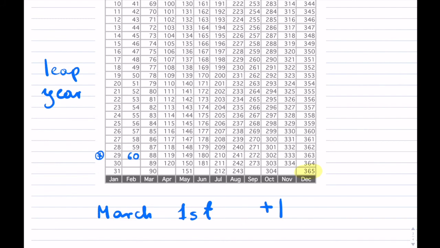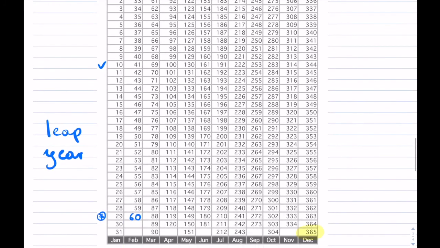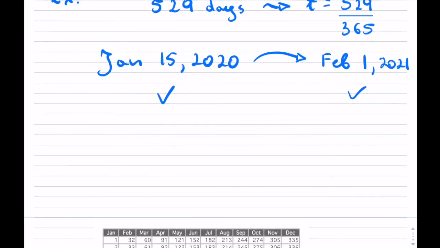So in a leap year, for instance, July the 10th is not the 191st day, it is the 192nd day, and so on. But that's only for a leap year. This is why you have to know if a year is a leap year so that you do not make this mistake. So I'm going to leave that little star 60 right there, and let's come back to this example and use this table to try to solve this.